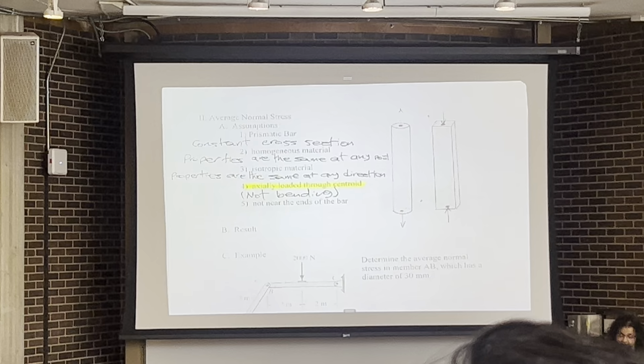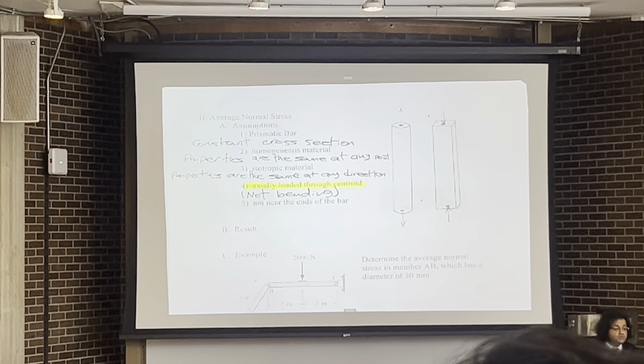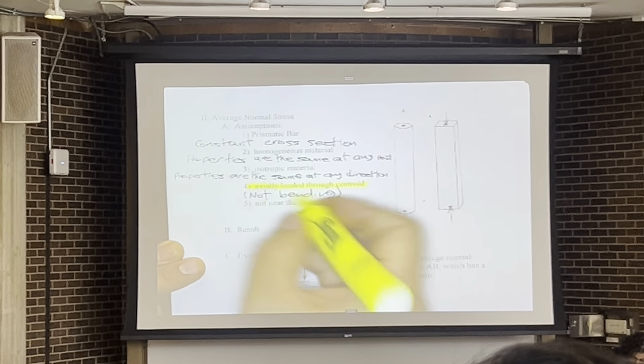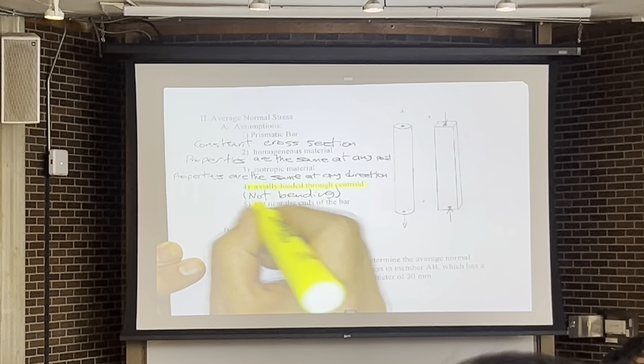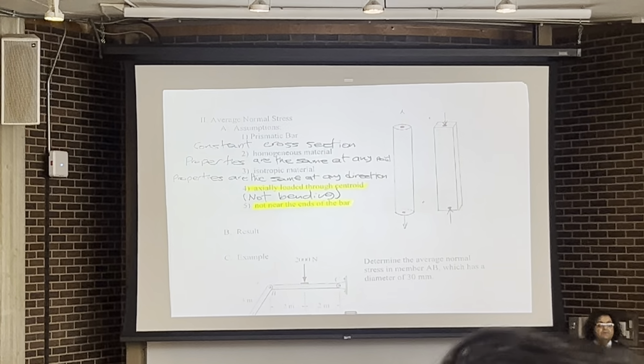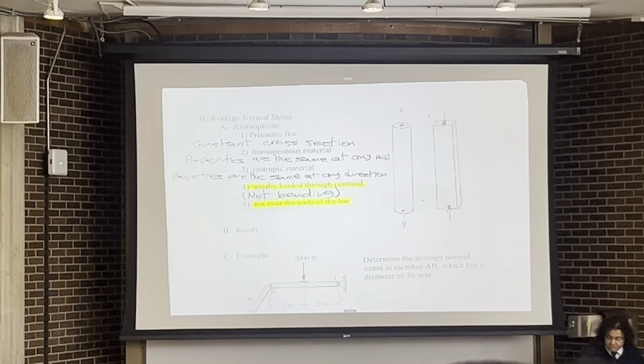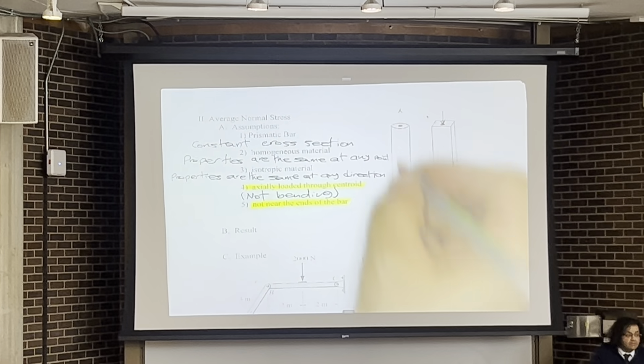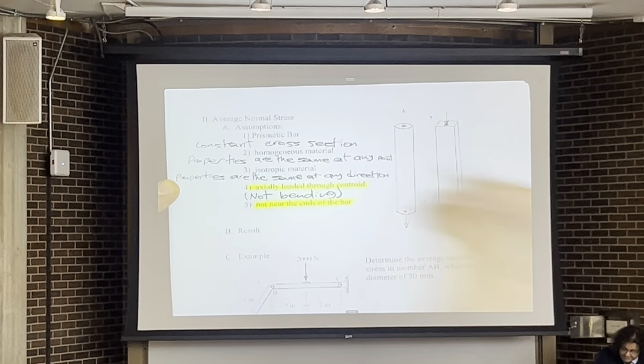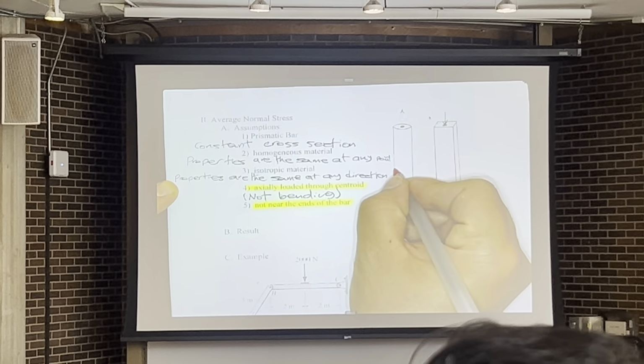And also this fifth assumption is conceptually important for us. We are not near the ends of the bar. Why is there such an assumption? What is the meaning of this assumption? It means that we are actually far from the two ends of the bar. For example, we are looking at this cross section.